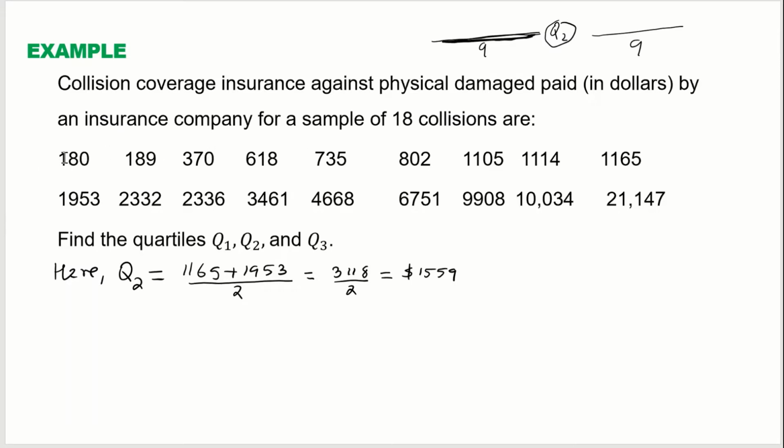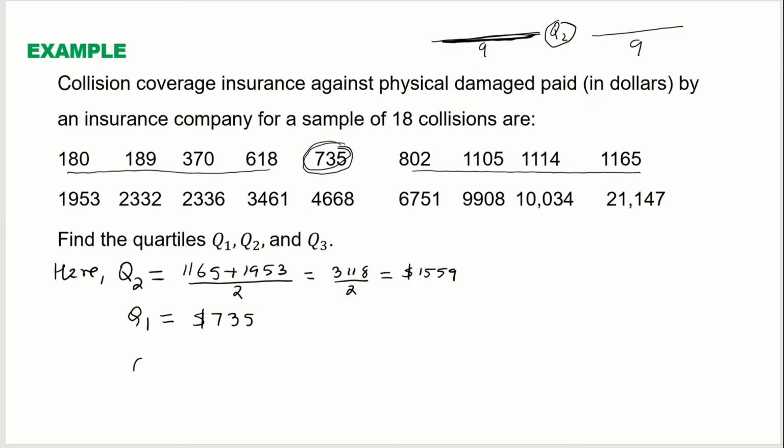In order to find the median, here we have 9 observations. In the middle of 9, we'll have the fifth value: 1, 2, 3, 4, 5. By doing that, you'll have 4 observations this side and 4 observations this side. So this is your Q1. Your Q1 is the median of the values less than Q2. In this case, it is $735.